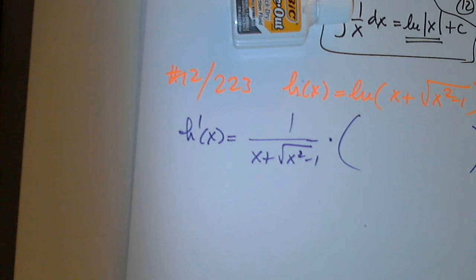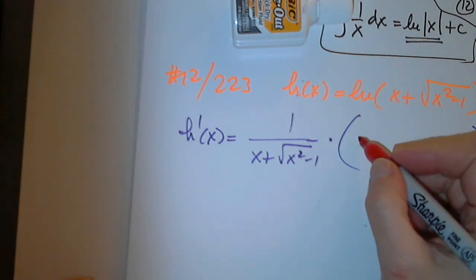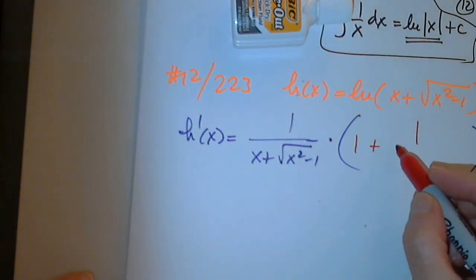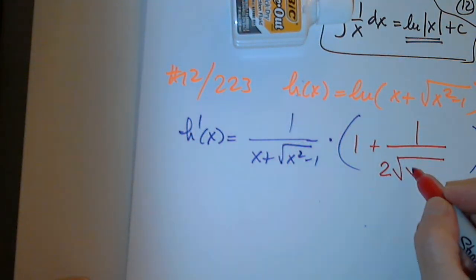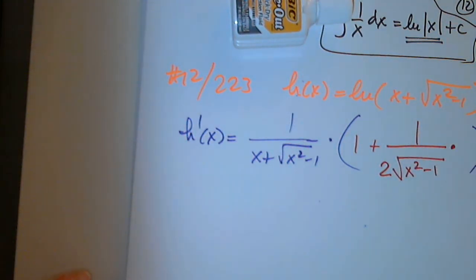Okay, perfect. So now, can anyone differentiate x plus the square root of x squared minus 1? Yes? 1 plus ... times 2x. Excellent. Any questions?